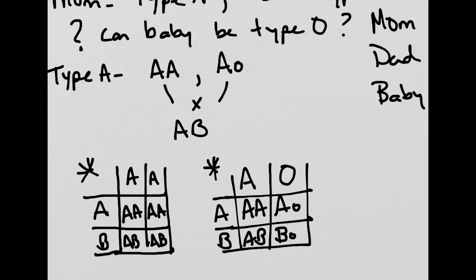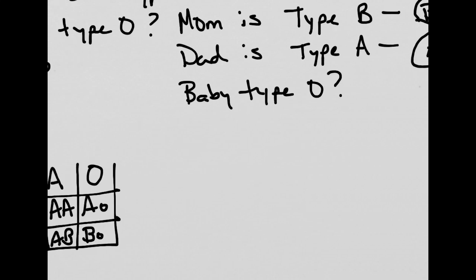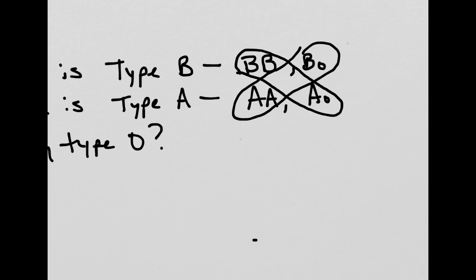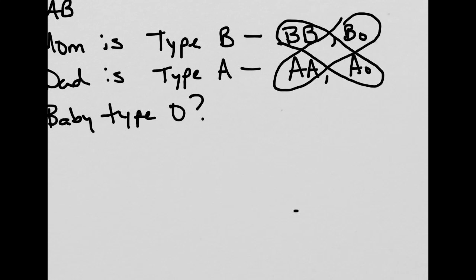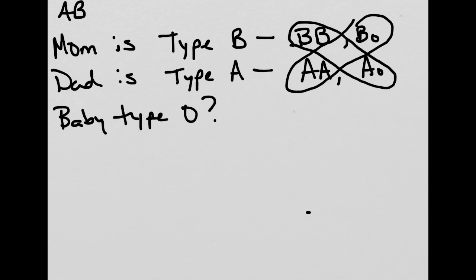Where are we at? Nope, we didn't do that. Well, let's think. Could we do that? Okay, so if you look at it, to get a type O baby, we'd have to have 2 recessive alleles, one from Mom and one from Dad. And in this case, there would be no recessive allele from Dad. And in this case, no recessive allele from Mom. So those 2 possible combinations aren't going to produce a baby who's type O.